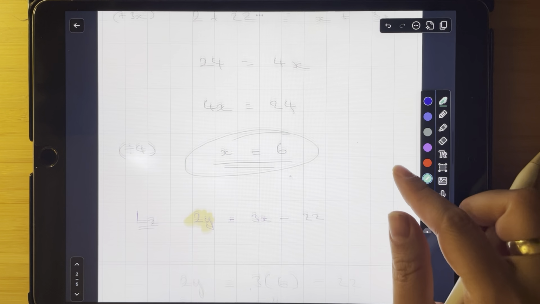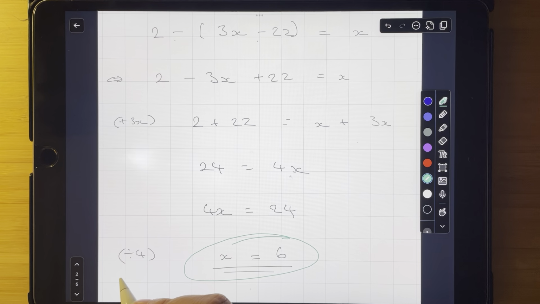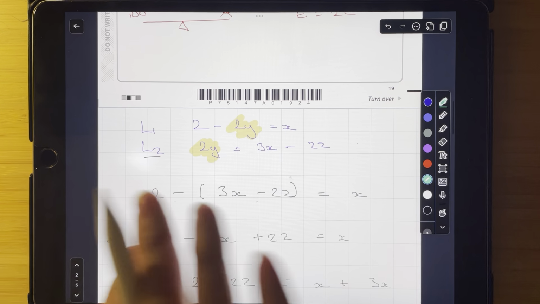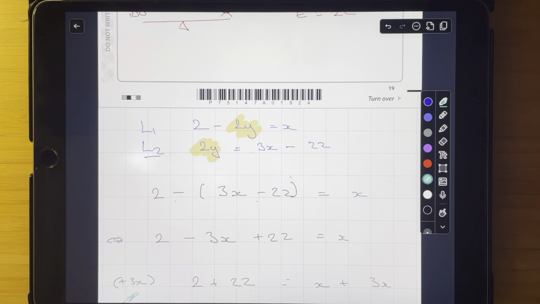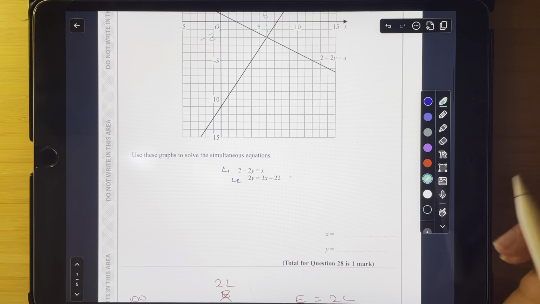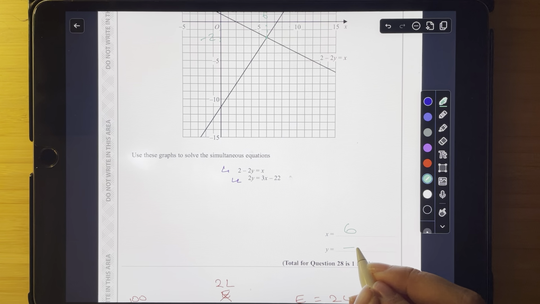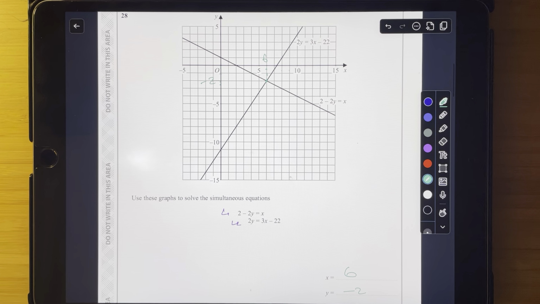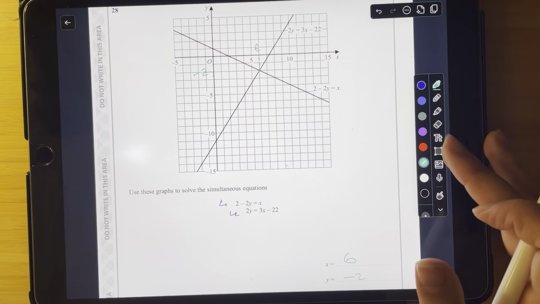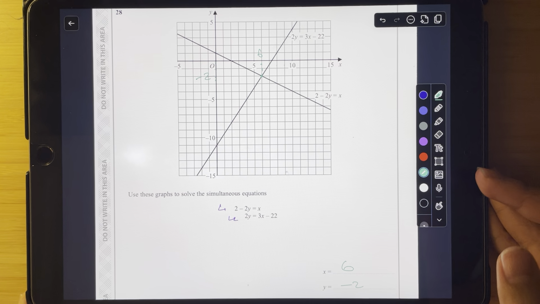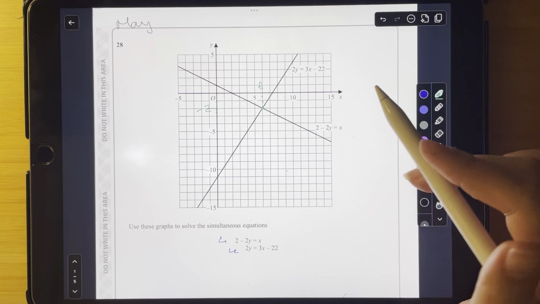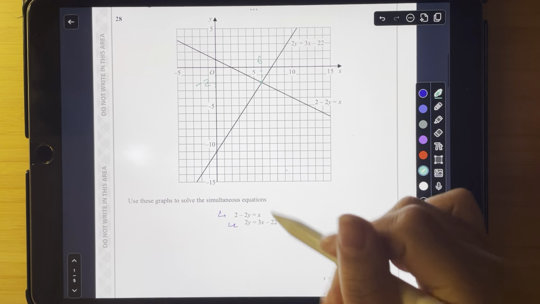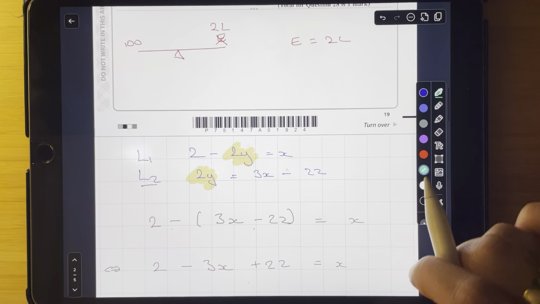And this is showing the power of knowing how to rearrange equations, so knowing how to move things from the left to the right. And from that you can find out the answer. So x equals 6 and y equals minus 2. But on this paper, because it's foundation and they give you the graph, you would just read the answer off. But I'm just using this to show the power of the skill we've just learnt.